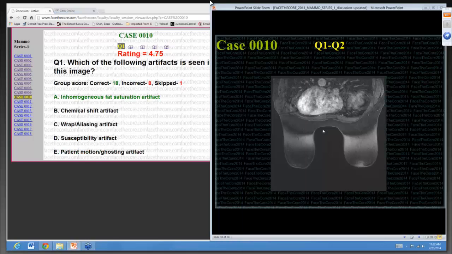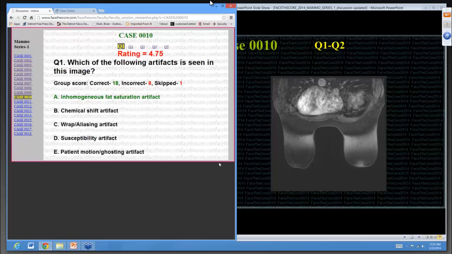Case 10 shows the breast MR image. This is a subtracted image, and which of the following artifacts is seen in this image? One of the things that we do in breast imaging is saturate out the fat. Fat is typically not our friend, and so fat saturation is really important for breast cancer detection on MRI.